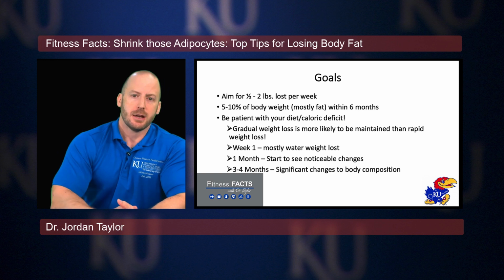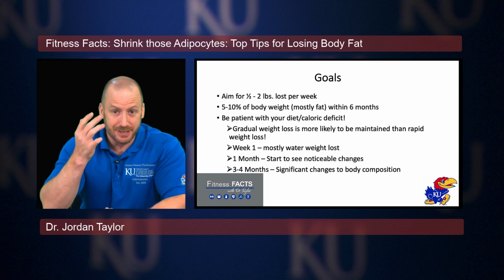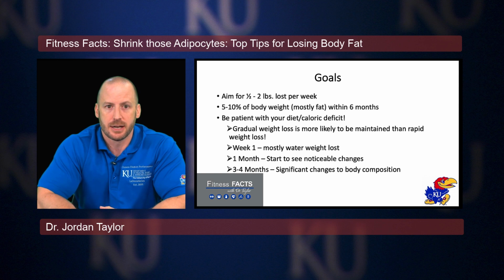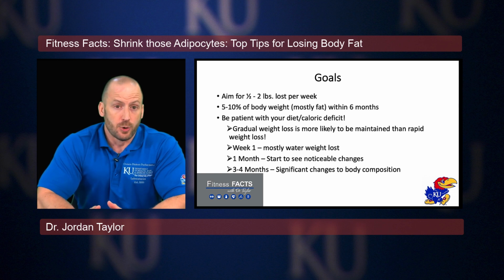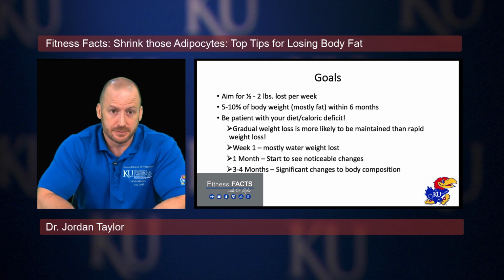So goals. What should your goals be here for fat loss and shrinking those fat cells? Aim for losing 1/2 to 2 pounds per week. That's safe weight loss. Aim for 5 to 10% of your body weight being lost, with most of it coming from fat within 6 months. Be patient with your diet and your caloric deficit, right?